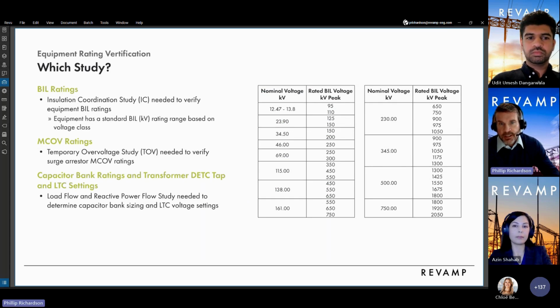So the insulation coordination study, again, helps determine the equipment BIL rating. There is a standard rating range for different voltages, as you can see on the right. TOV studies used to determine surge arrestor MCOV ratings. And the power flow studies used to determine if a cabinet is required and its size. And it's also used to determine the transformer load tap changer settings.